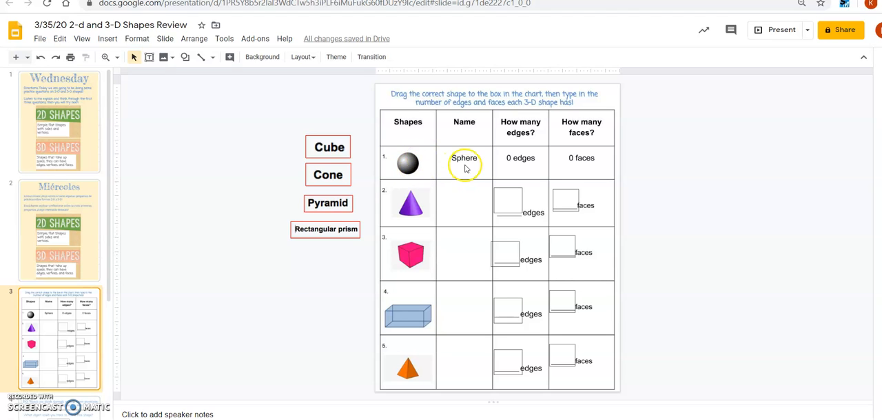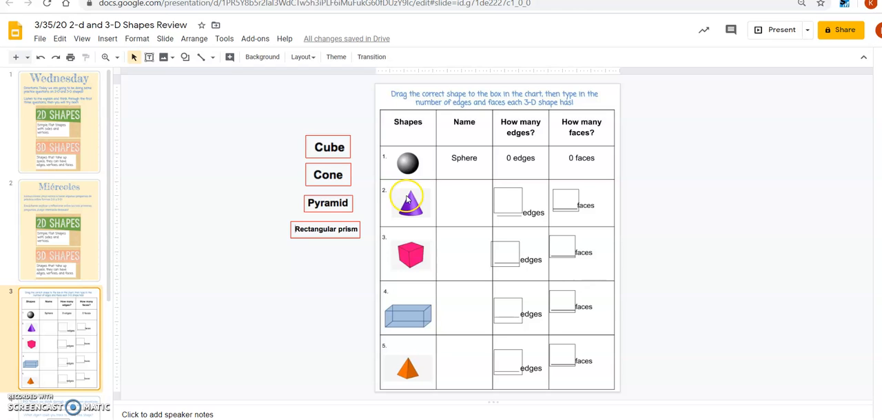I know that's a sphere. It has 0 edges and 0 faces. Kind of depends on who you're talking to with the number of faces. I've heard a lot of people say 0. I've also heard a lot of people say 1 face because it's just all the way around. I'm kind of an in-between. It just depends because most times you think of a face as a flat surface. So it really just depends. I put 0 for this one, but you might hear 1 other times.